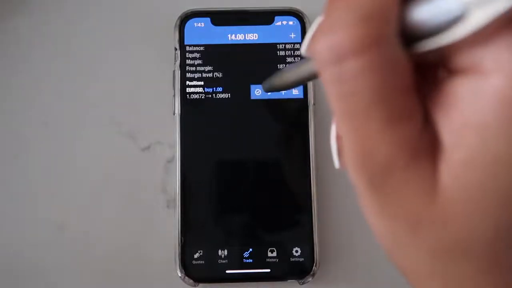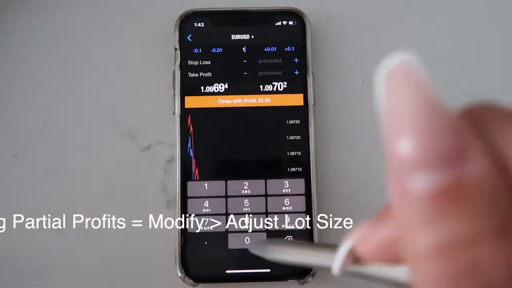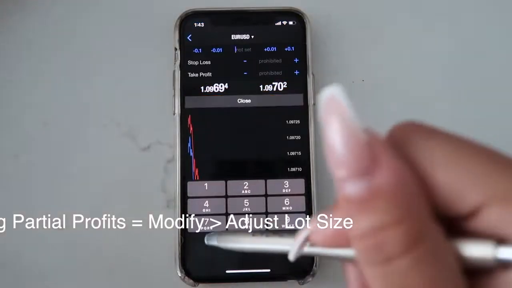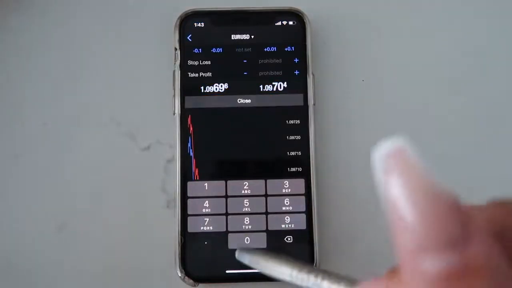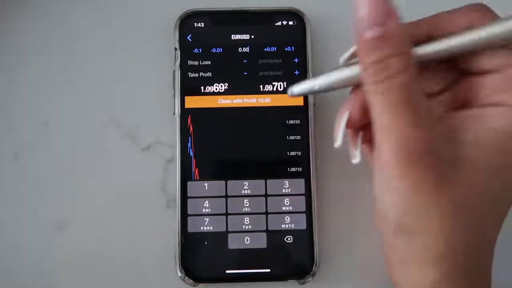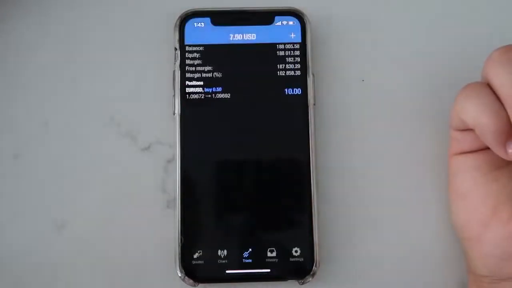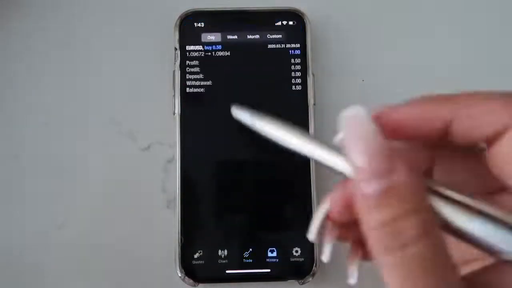So let's say I want to close partial of this trade. I want to take partial profits. I am going to split the lot size. So I am going to close half of this trade and let the other half run. So here I would close with that.